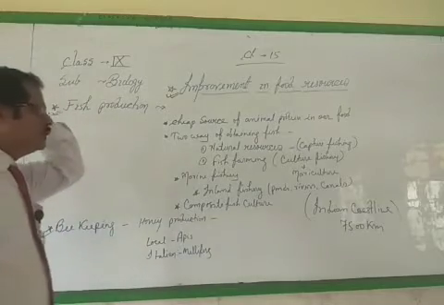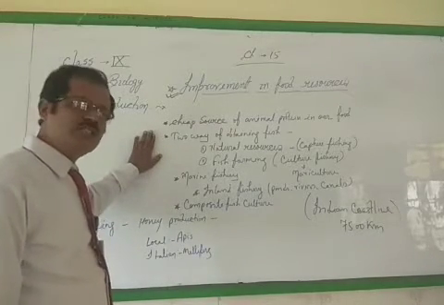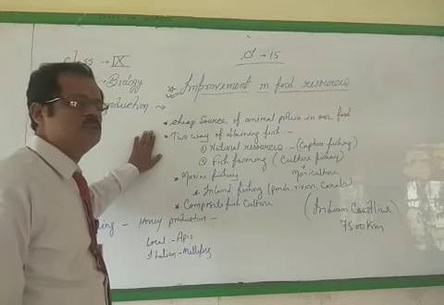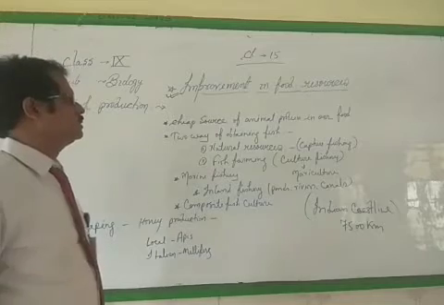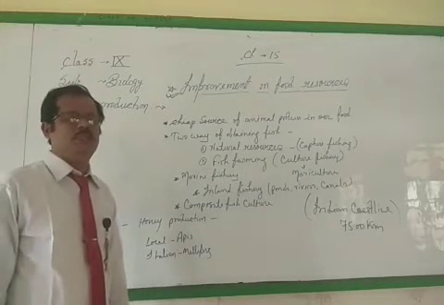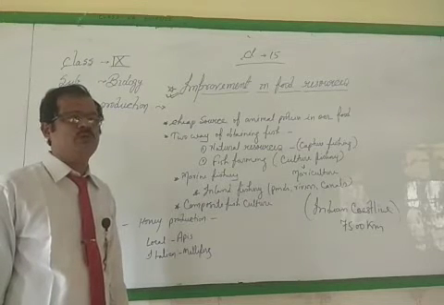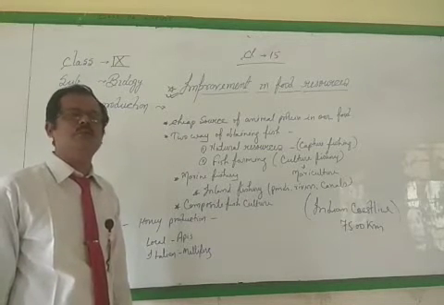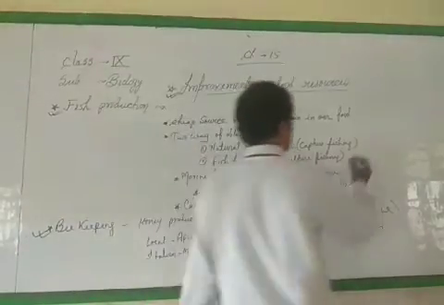Now, there are two important ways of obtaining fish. First is called natural resources and second is called fish farming. Natural resources means we obtain fish from nature. This fish we obtain from rivers, ponds, oceans and other water bodies, and this is called capture fishing.